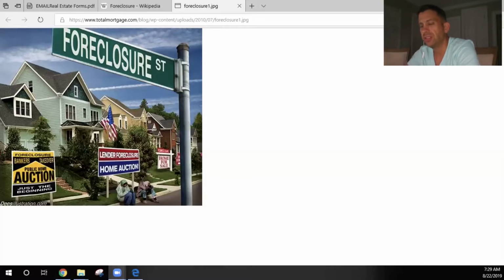I think that should cover most of it here. We could talk about another phase. Let's talk about one more phase. There's one more phase to foreclosure. It's where you can purchase the property.